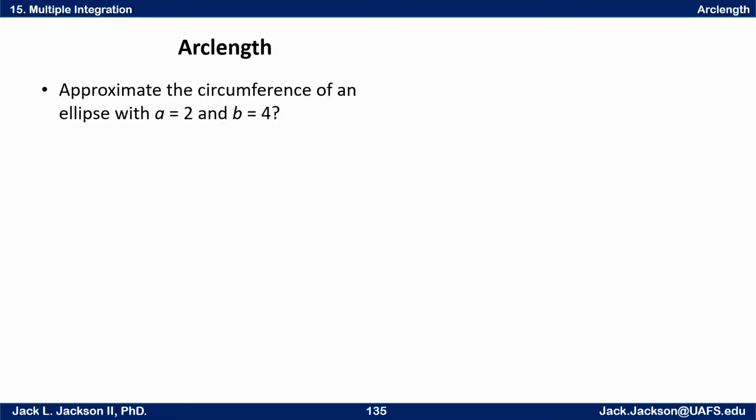Okay, let's try another one. How can we approximate the circumference of an ellipse with a equals 2 and b equals 4?